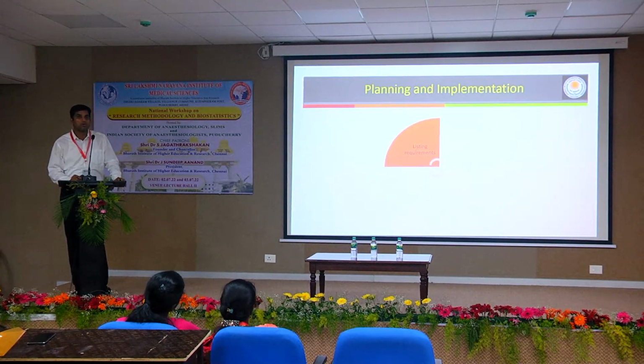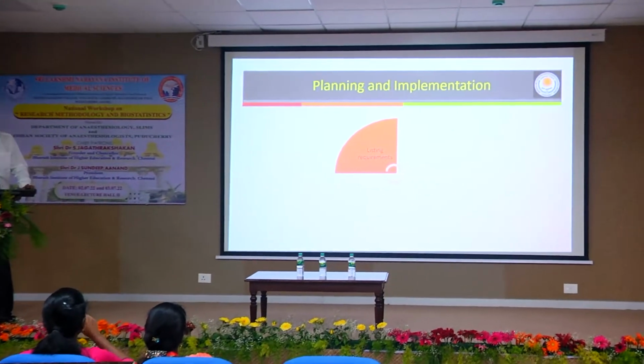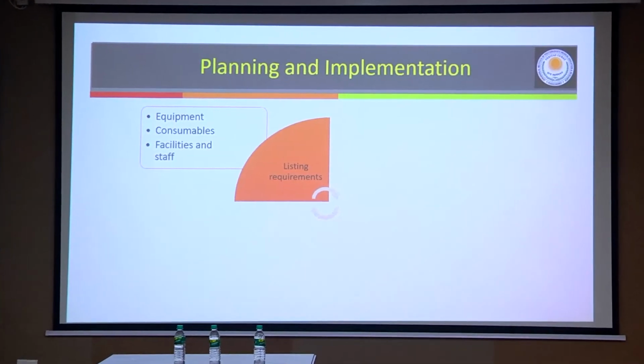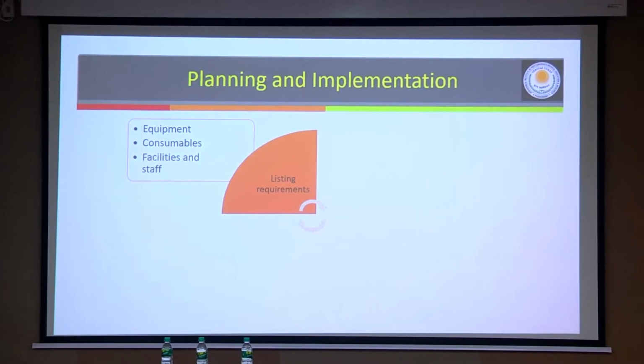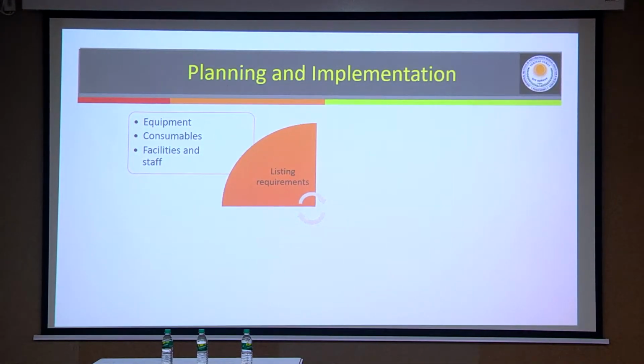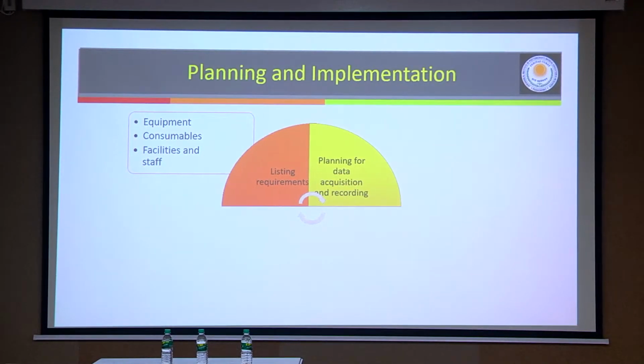First thing is, you list your requirements. You have a protocol, you know what you are going to do. But before starting the study, you need to list what your requirements are, like what equipment you are going to use, do you have all the consumables which are needed for the research, and the staff and facilities which are needed for conducting the research. The second step is to plan for data acquisition and recording. You can't do this after starting the research. This should have been well planned, well in advance before you actually get into the field.